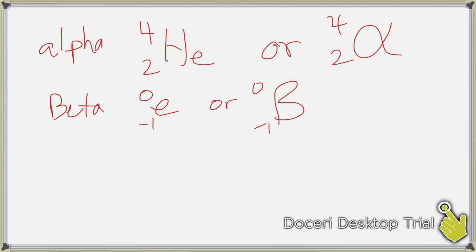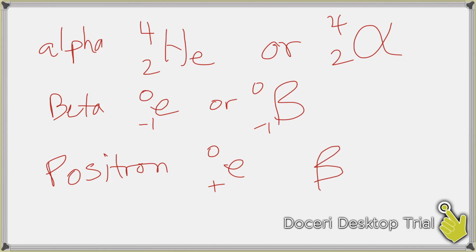Okay, and then you have a positron. A positron is an electron with a positive charge. This one, E with a positive charge, or it's a positive beta, which is +1 and 0. So these symbols are interchangeable. You see one of these, you just know that, hey, it's a positron. Be able to identify beta, alpha, and then gamma.